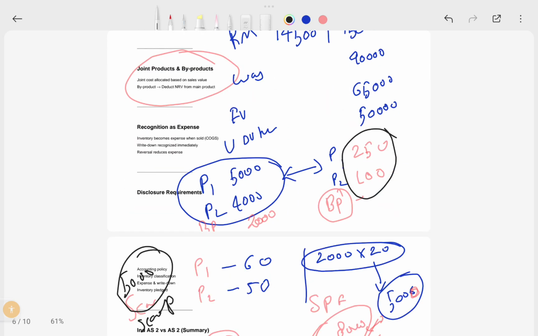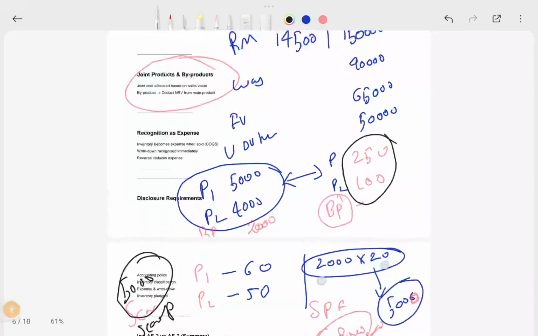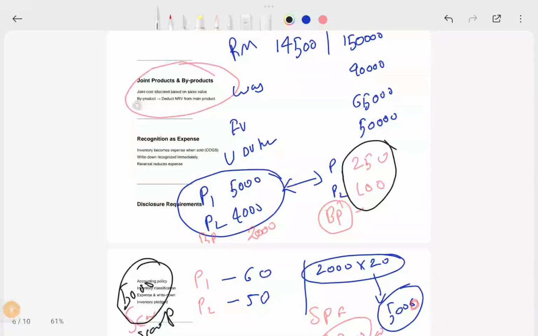Now we need to calculate the cost of these inventories. See here, they clearly say by-product: deduct NRV from the main product. The by-product, if it is a by-product, I told you right, we need to deduct it from the main product. Okay, that is one point.